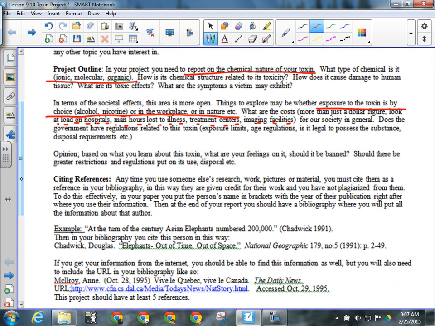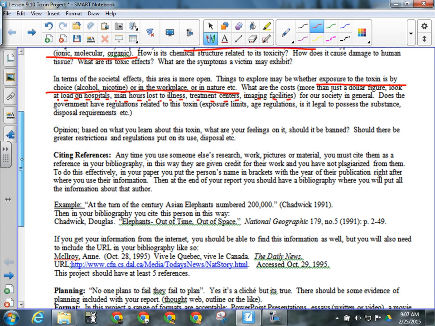The last thing that needs to go in there is your opinion. Based on what you learned about this toxin, what are your feelings on it? Should it be banned? Should there be greater restrictions, lesser restrictions? Should they change how it's disposed of? Are there concerns with how it affects the environment? Things like that.